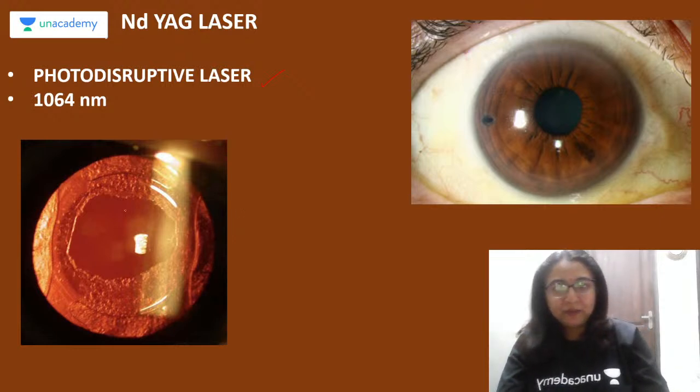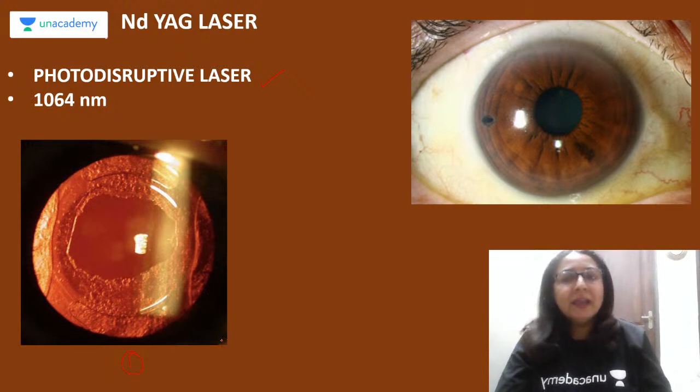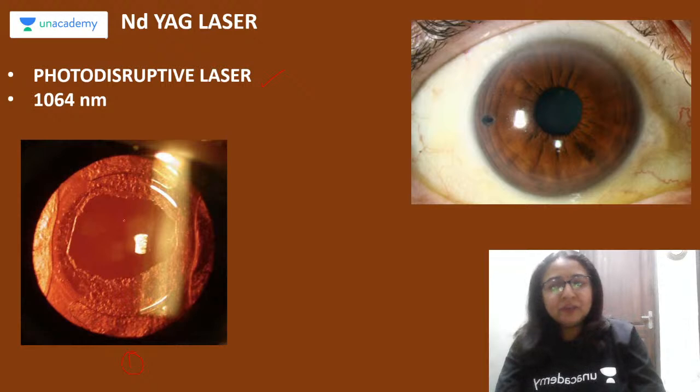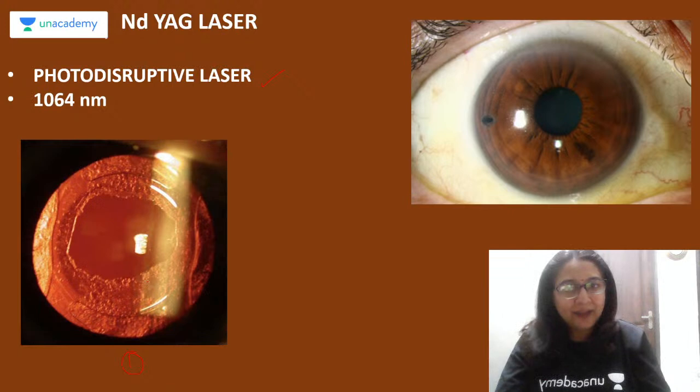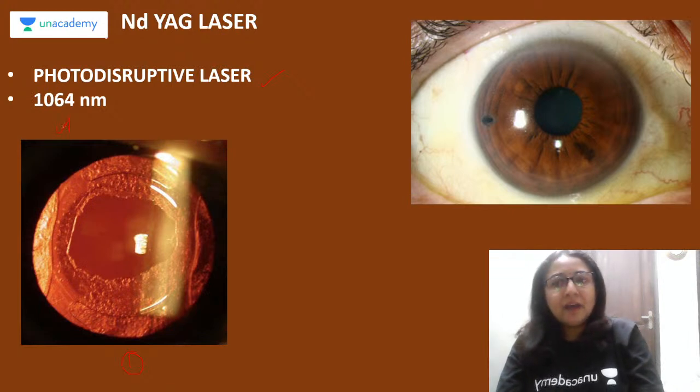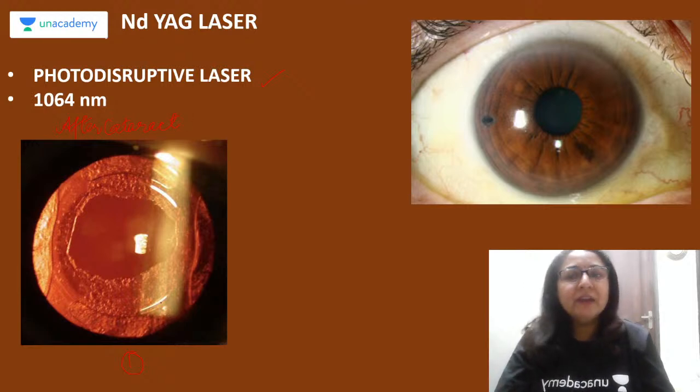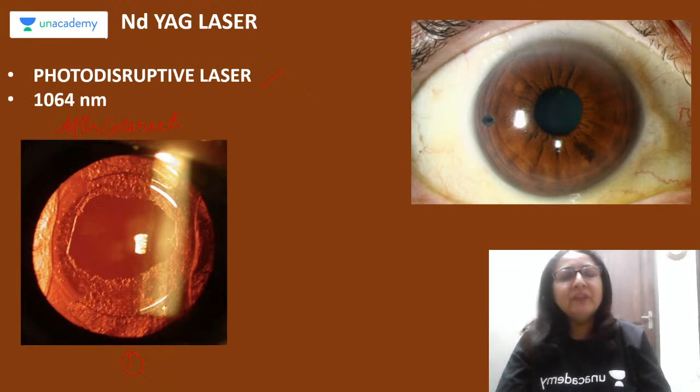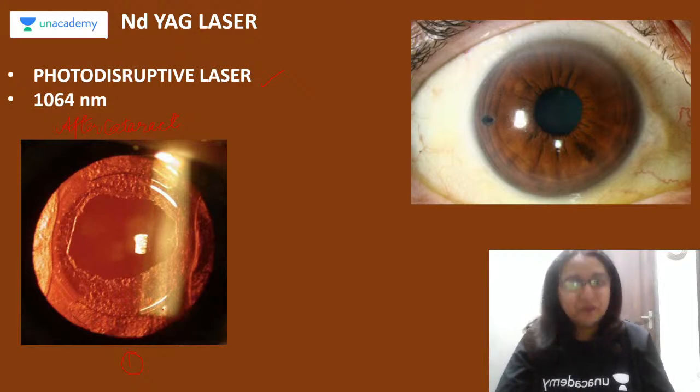Okay. So because of the photodisruptive mechanism of this laser, there are two very important indications for the use of this laser. Can you see with me this image 1 over here? This is an image showing a case which has been treated for after cataract. We know after cataract or posterior capsular opacification is a common complication which develops in the later stages post cataract surgery.